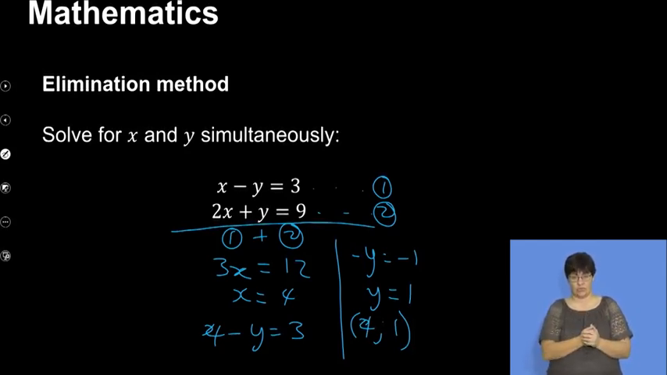Remember, always label them, make it a point that one variable, if you add or subtract, can be cancelled, and then solve the other one, and always write it as an ordered pair at the end.